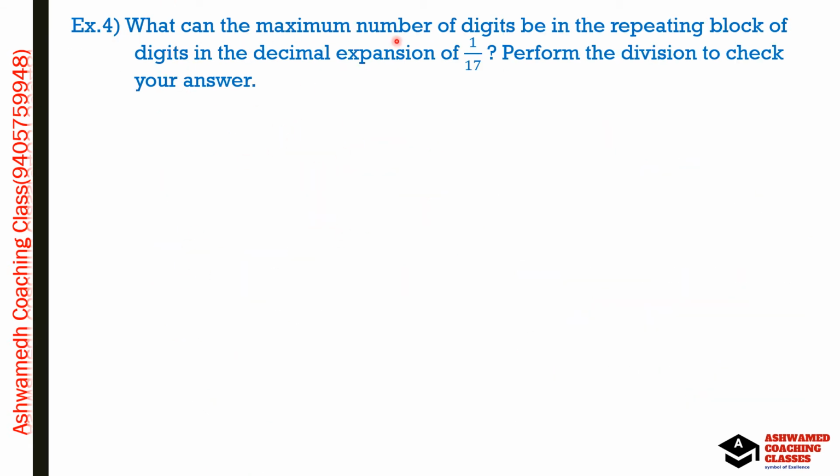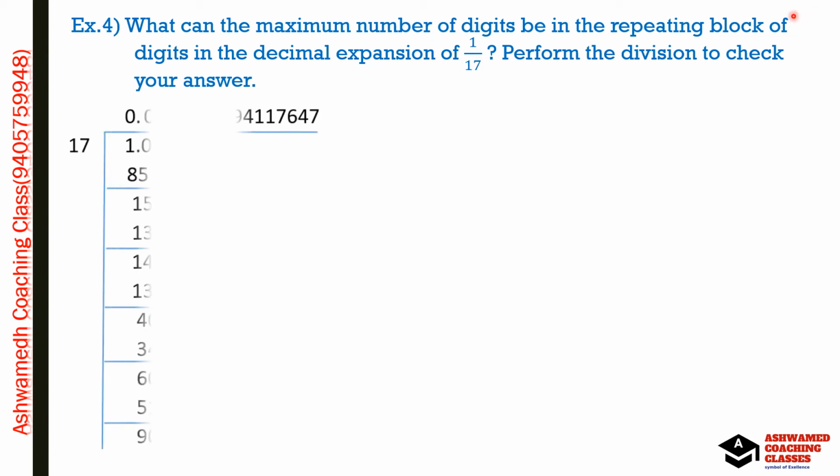Now, what can be the maximum number of digits in the repeating block of digits in the decimal expansion of 1 by 17? Perform the division to check your answer. So we now perform the division of 1 by 17. We cannot divide 1 by 17, so take 0 point, and we get 10. Again we cannot divide 10 by 17, so take 0, and we get 100. Now 17 into 5 is 85.